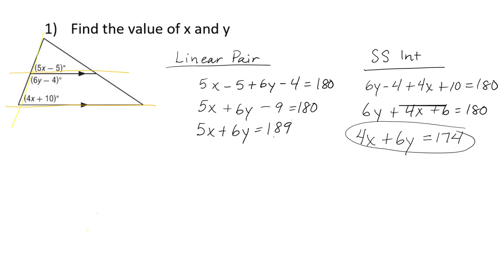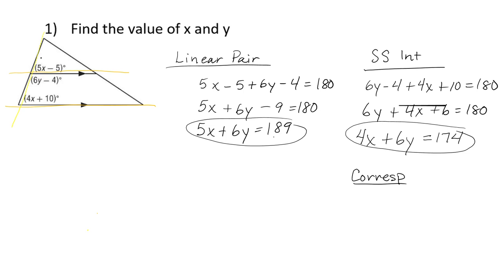Now I have two equations with two unknowns, and with those two equations and two unknowns, I could solve this system of equations. I'll show you how to do it with these two equations, although you may have already noticed that there is a third relationship that you can do. You could also use corresponding angles.